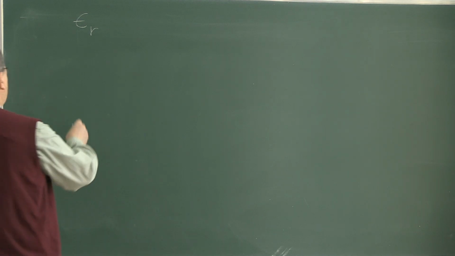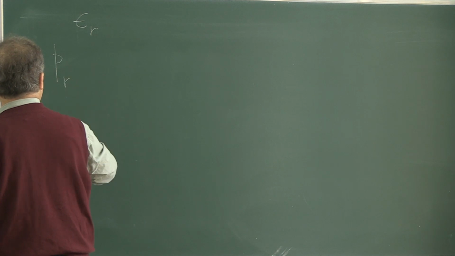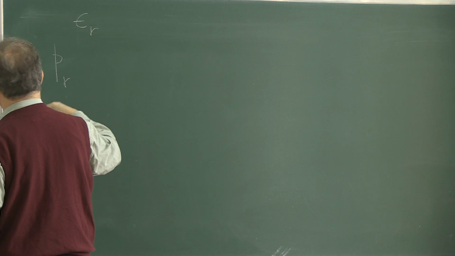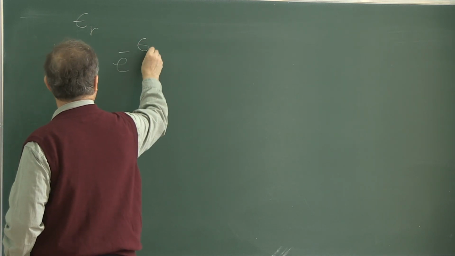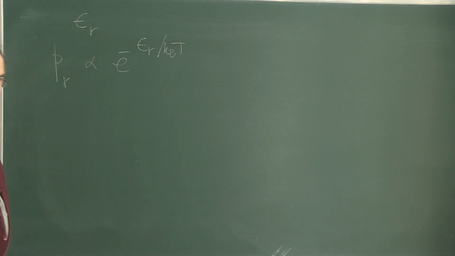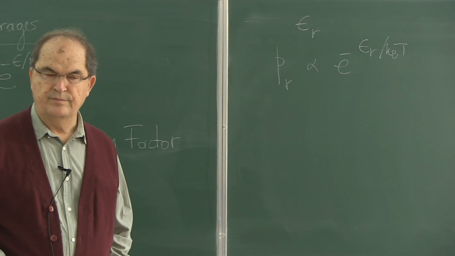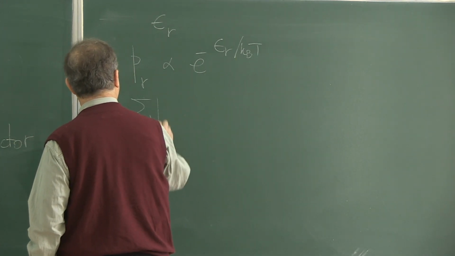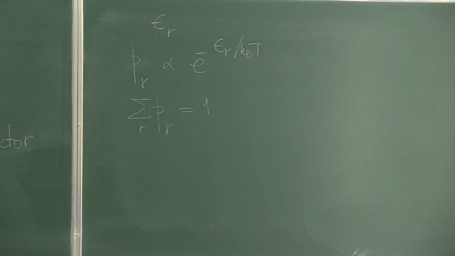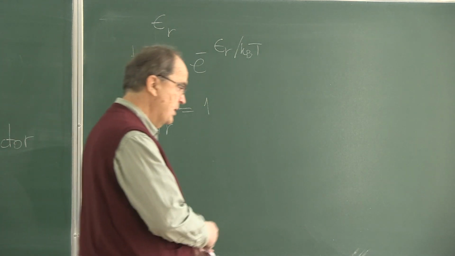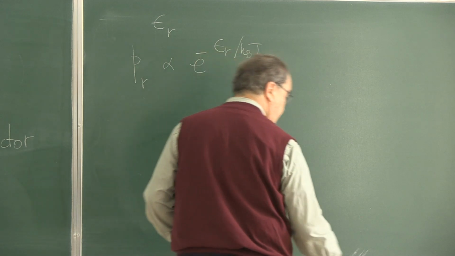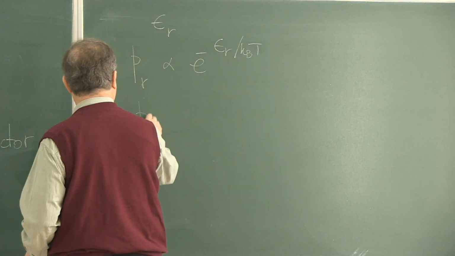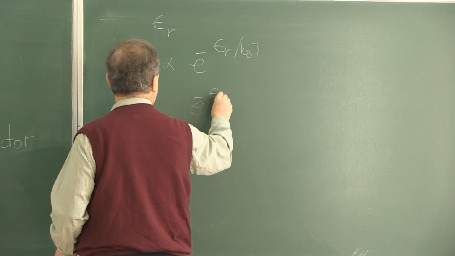Then the probability of finding the system in a state with quantum numbers r, let's say, is proportional to e to the minus E_r over k_B T. k_B T is energy, isn't it? Corresponding to the temperature T. Well, normalization means if I sum all of these probabilities, I have to get 1. If normalized, how am I going to normalize this? Well, I can write the following.